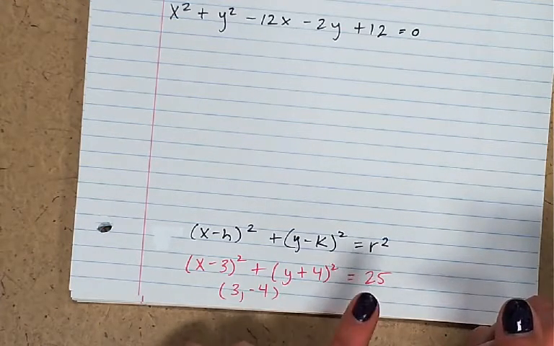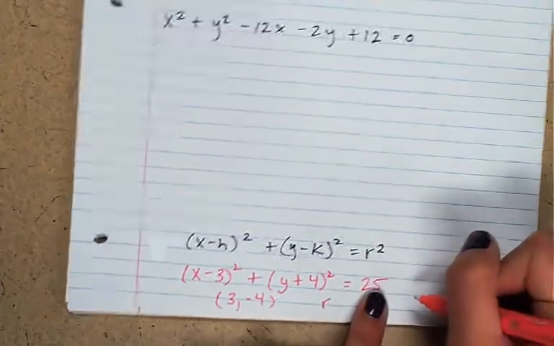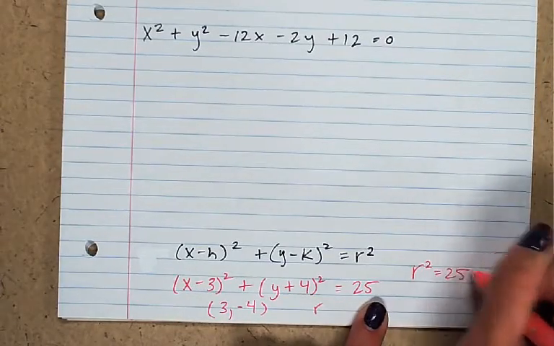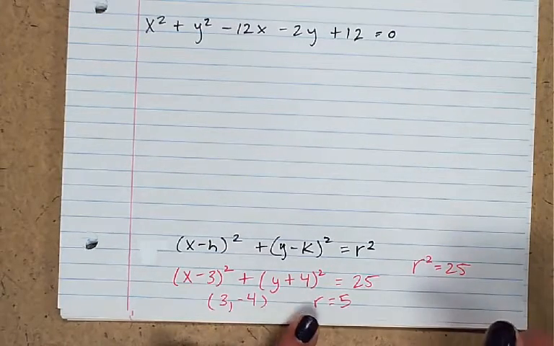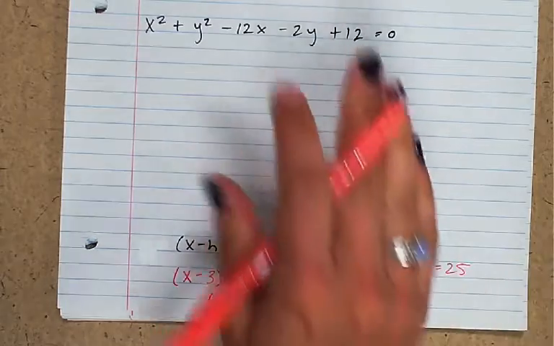Now when you identify the radius, a lot of people look at that and say, oh, the radius is 25. But remember, this is the radius squared. So the radius squared is 25, and if we square root both sides, we'll get that r by itself is 5. So opposite of the insides, and then this is always the radius squared.